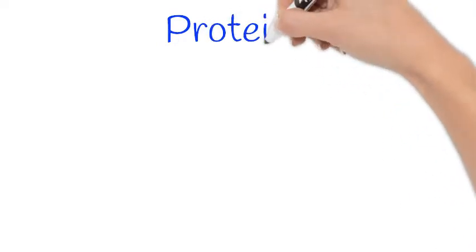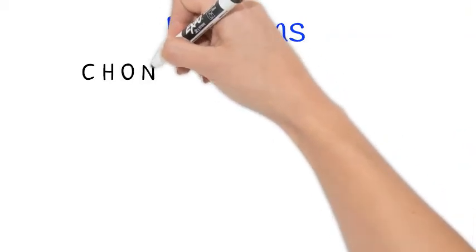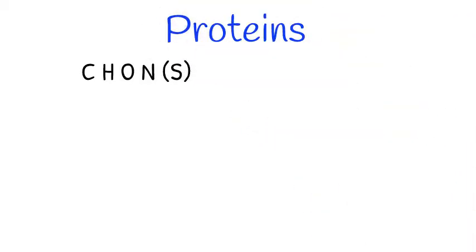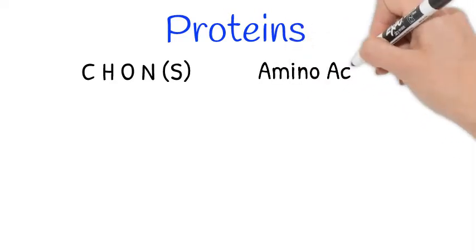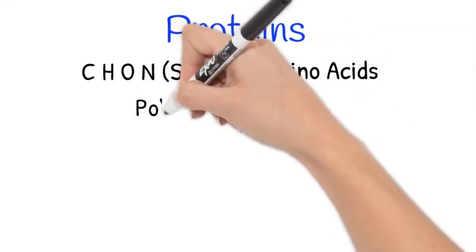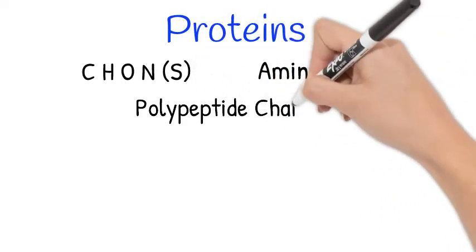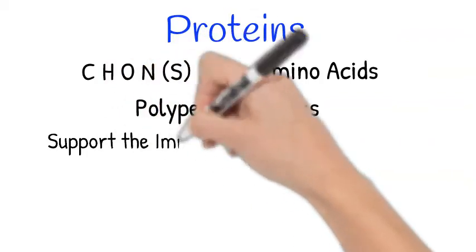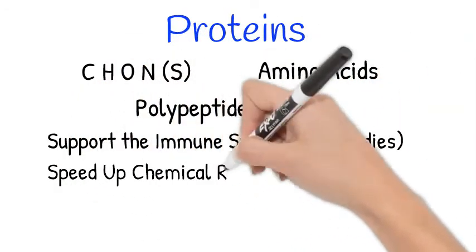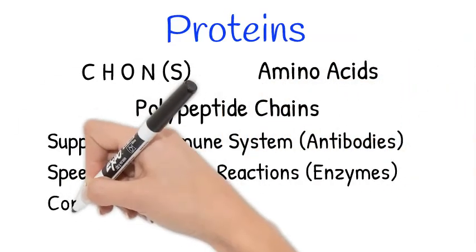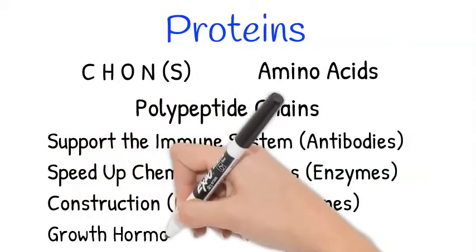The fourth and final macromolecule are the proteins, which are going to be composed of carbon, hydrogen, oxygen, nitrogen, and sometimes sulfur. The monomer being an amino acid, where the polymer is going to be a polypeptide chain or polypeptide chains. The proteins are going to have the most functions. They will support the immune system as antibodies, speed up chemical reactions through the process of enzymes, construction where they build muscle and bones, and they will also serve as growth hormones.